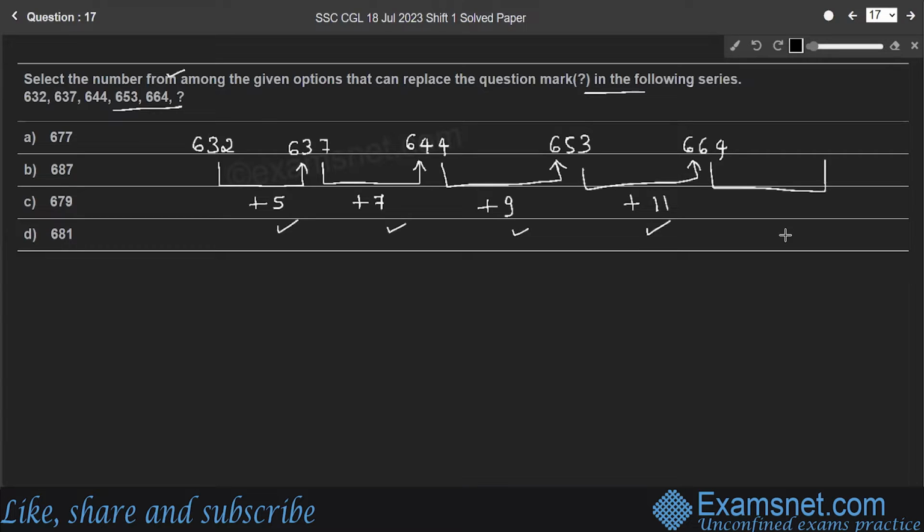So next odd number after 11 is 13. So add 13 to 664 to get the last number. So 664 plus 13 gives 677. Therefore, the sixth number is 677, option A.